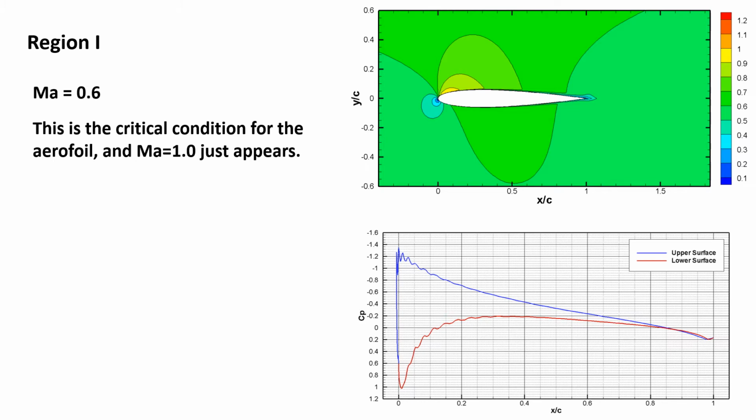You may notice there is a bit of undulation. That's a numerical effect, because maybe there's not enough grid close to the leading edge. That's how you get the undulations in the pressure distribution. I would say it's a numerical artifact.